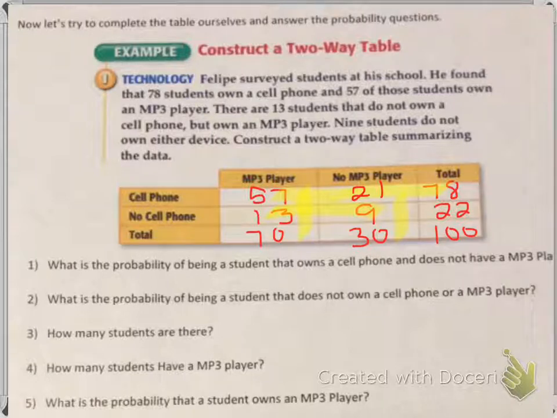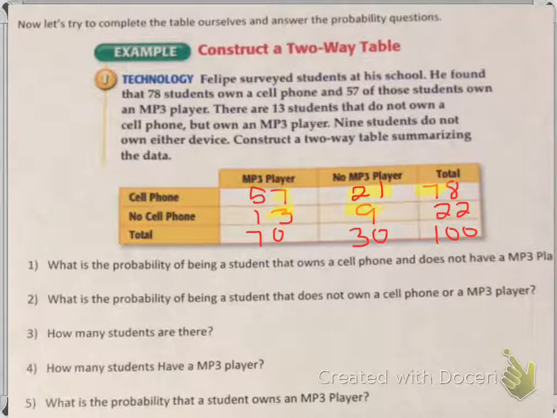So once we have that chart all filled out, then we're just going to answer these questions at the bottom of the chart. Number 1 says, what is the probability of being a student that owns a cell phone and does not have an MP3 player? So I'm looking for owning a cell phone and not owning an MP3 player.